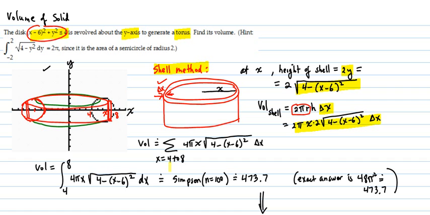Then you add them up as x goes from 4 to 8. You'll get small inner shells to outer shells. And here is the expression. So then the exact volume is going to be the integral from 4 to 8 of this expression here. And we want to run Simpson and it equals 473.7. The exact answer is 48 pi squared, which rounds out to 473.7 also. So that checks out.